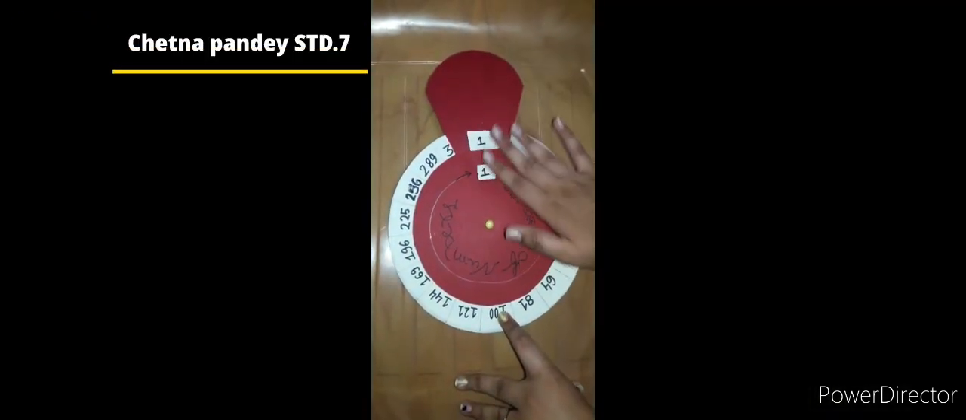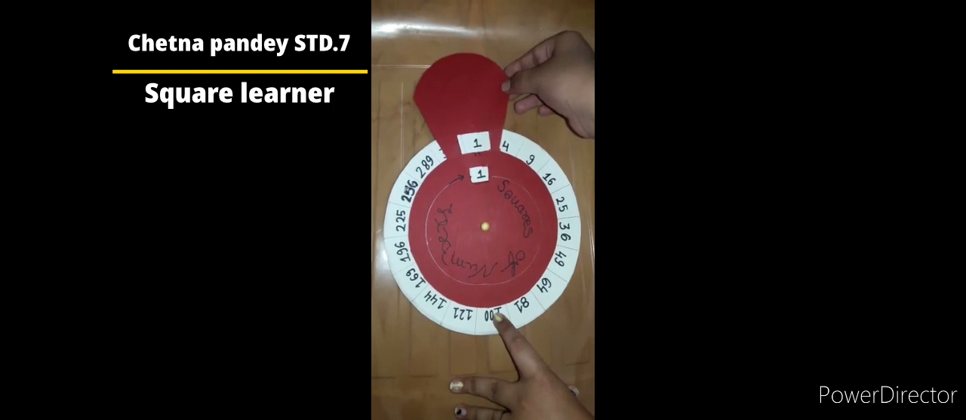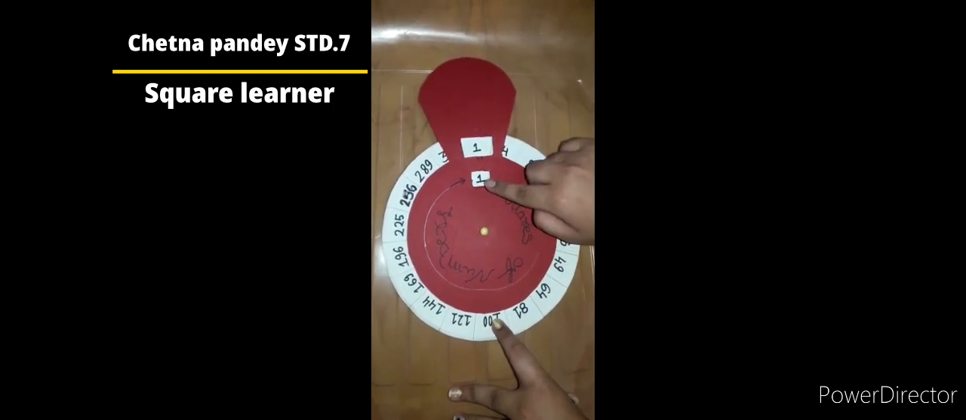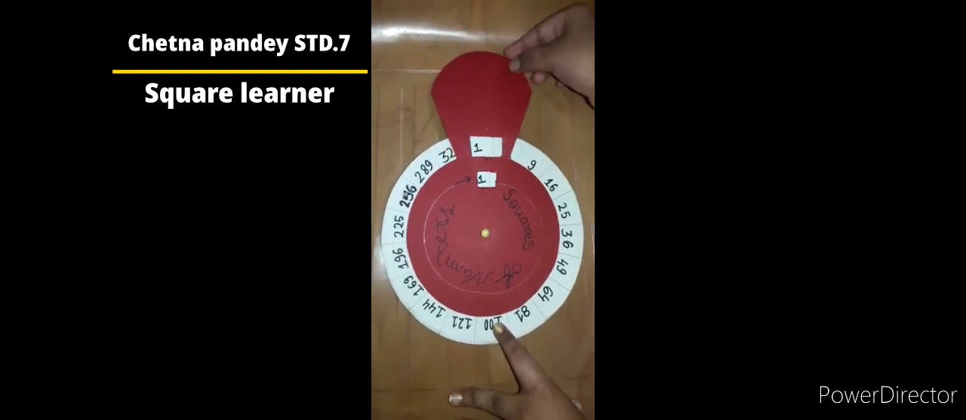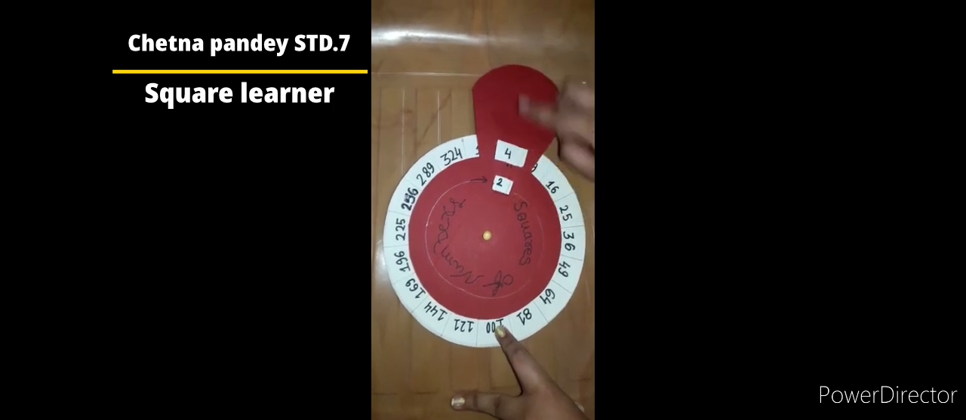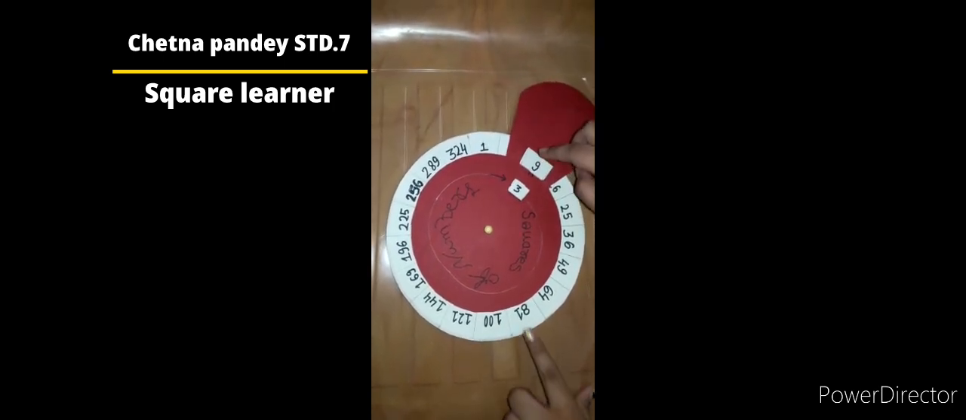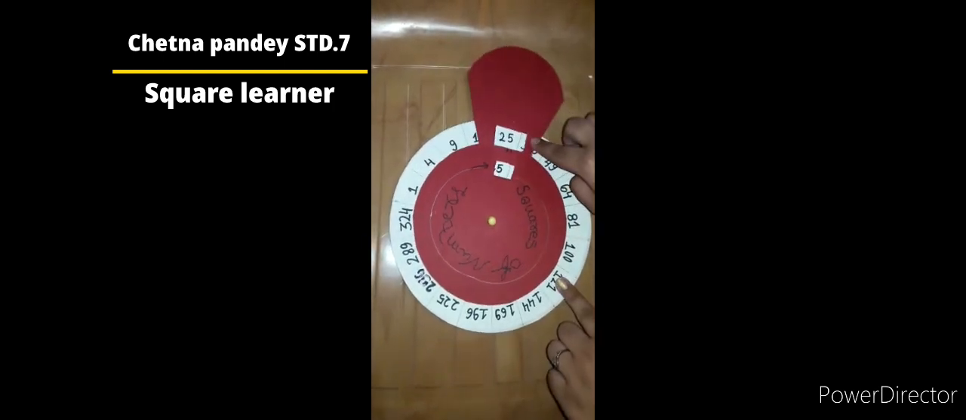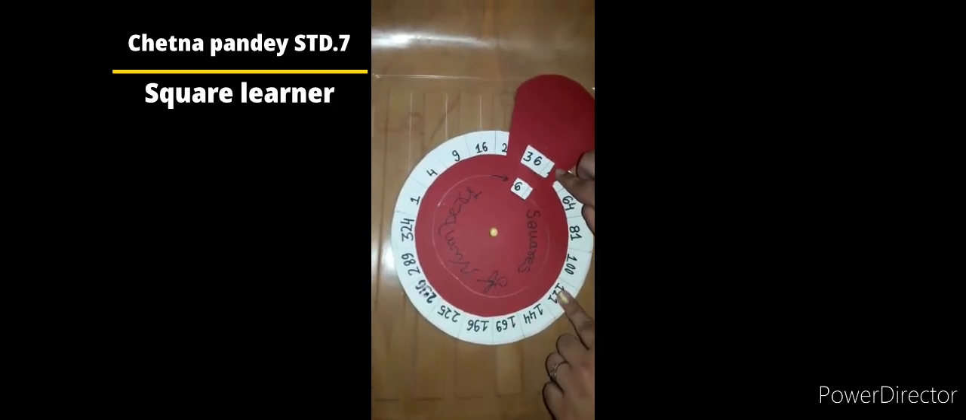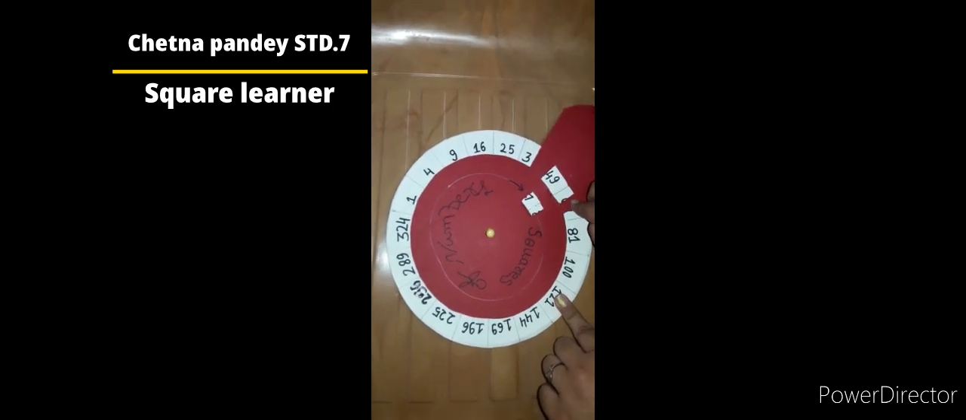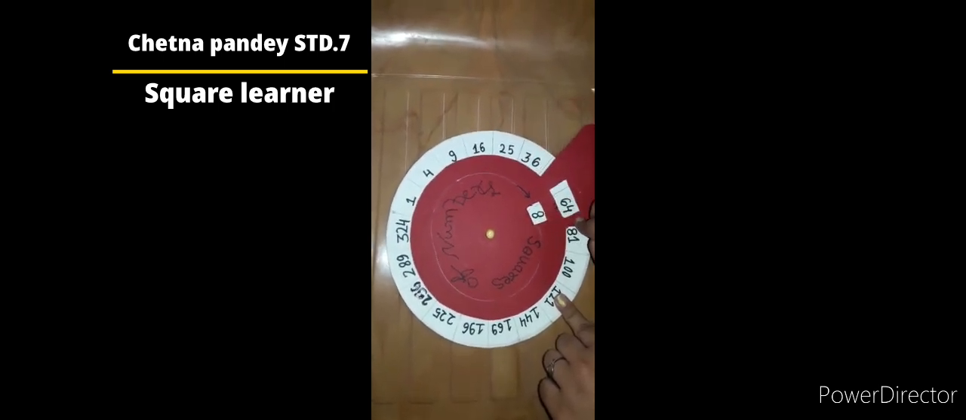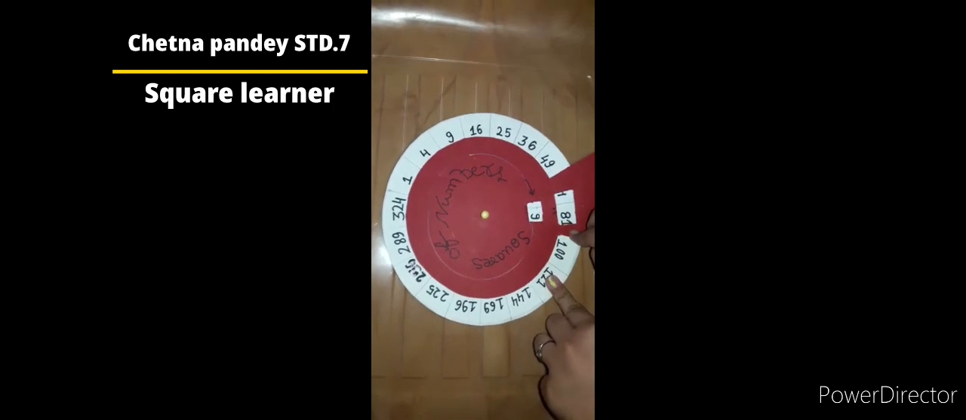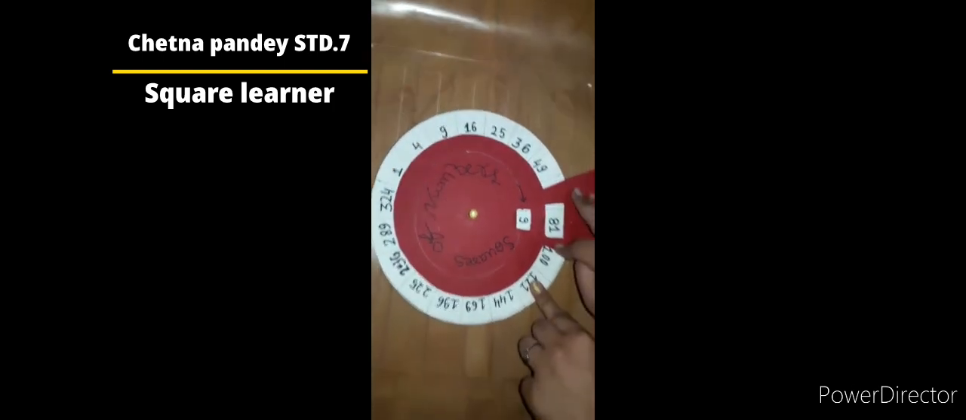So this is my model. Its name is Square Learner. I am going to read some of the squares. Square of 1 is 1. The square of 2 is 4. The square of 3 is 9. The square of 4 is 16. The square of 5 is 25. The square of 6 is 36. The square of 7 is 49. The square of 8 is 64. The square of 9 is 81. The square of 10 is 100.